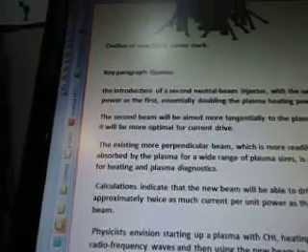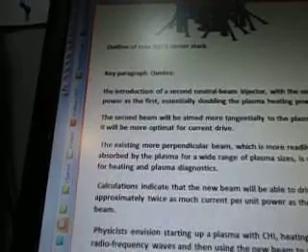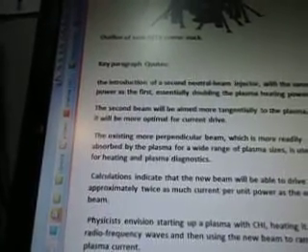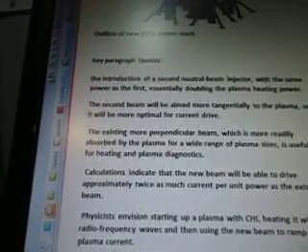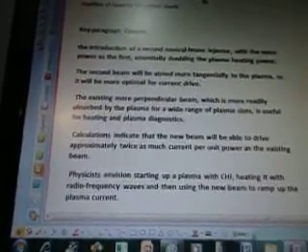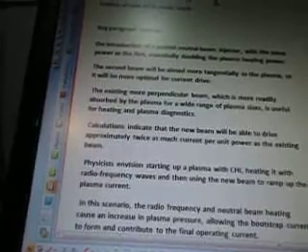The introduction of a second neutral beam injector with the same power as the first, essentially doubling the plasma heating power. The second beam will be aimed more tangentially to the plasma, so it will be more optimal for current drive. The existing more perpendicular beam, which is more readily absorbed by the plasma for a wide range of plasma sizes, is useful for heating and plasma diagnostics.